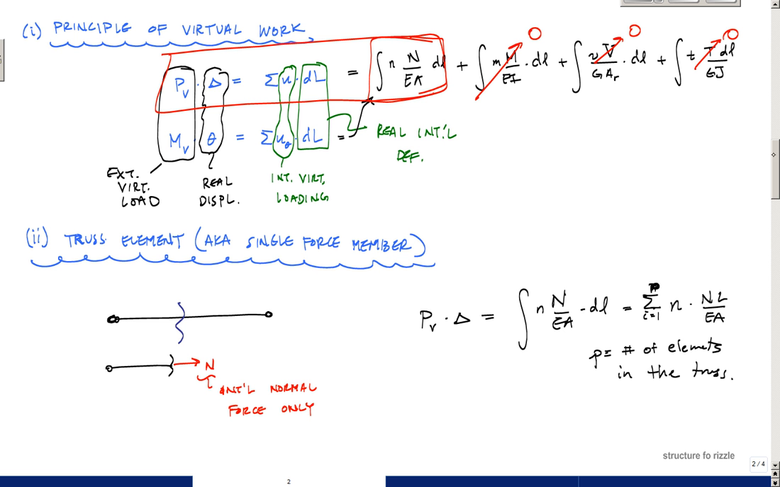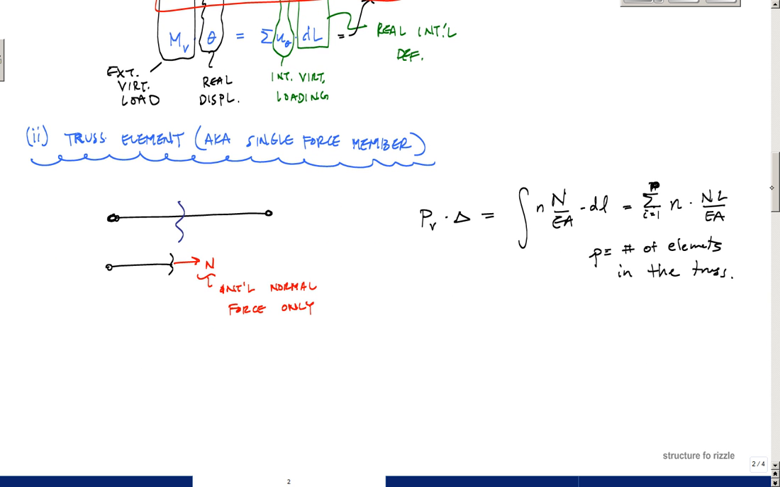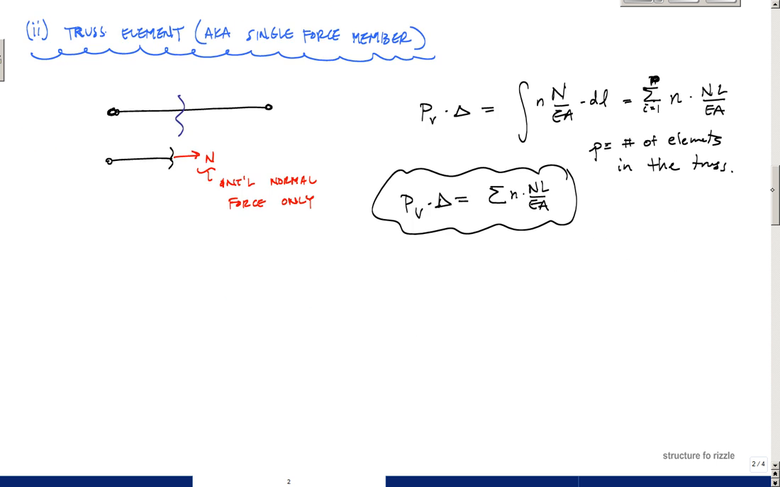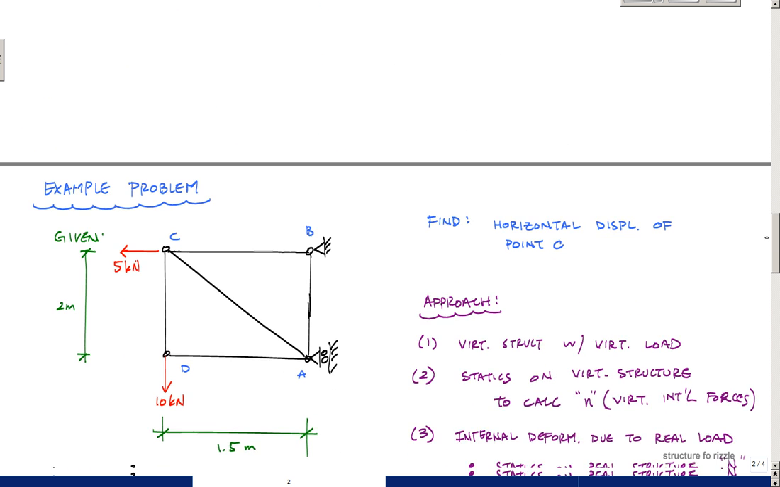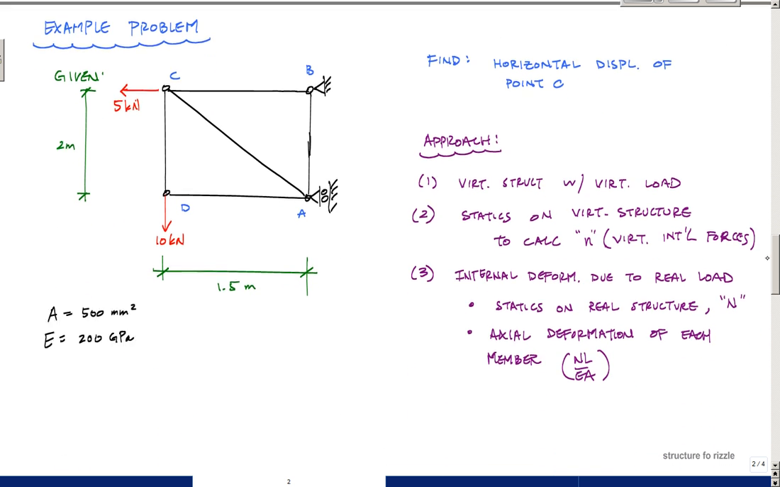So let's do an example problem where we apply this sloppily written relationship: the virtual force times delta is equal to the sum of n times NL over EA. This is really what our principle of virtual work reduces to for structures with just truss elements. And so let's go down here to this example problem. We will start this example problem in the next video. See ya.